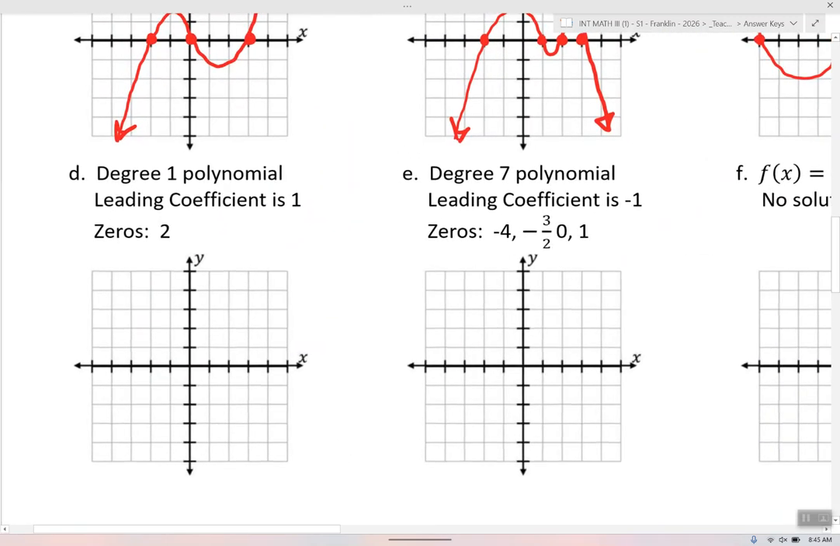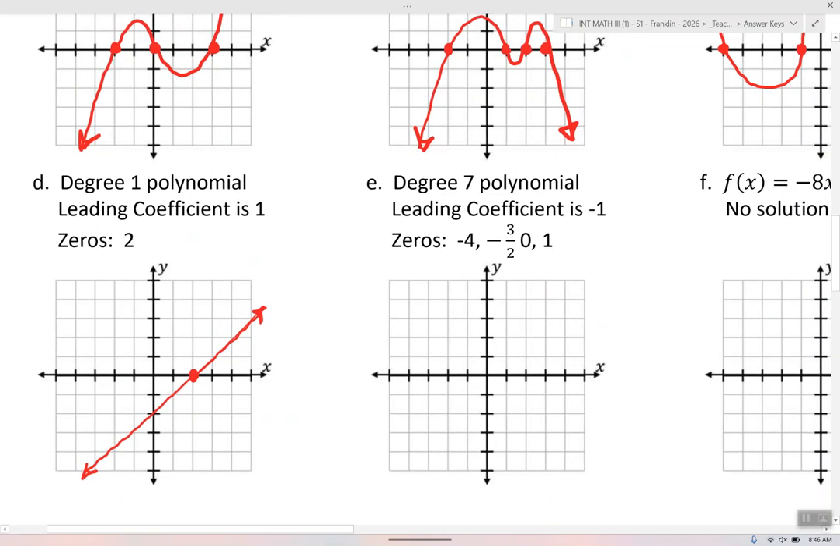For example D, we have a degree 1 polynomial. This is a linear equation for degree 1. The leading coefficient is 1, the zero is 2 right here. That's just a straight line. And actually, we could potentially graph this. We know if the leading coefficient is 1, that's the slope, right? So we know what the slope is. And if it goes through 2, we know it looks exactly like this. But as long as you get it through that one point, pointing the correct directions, you're okay.